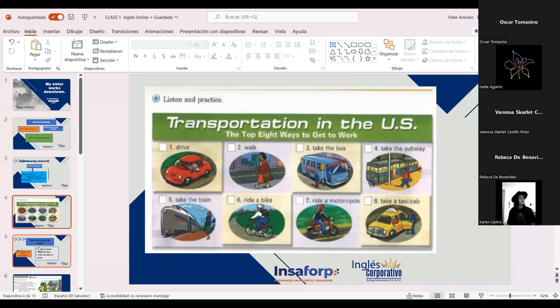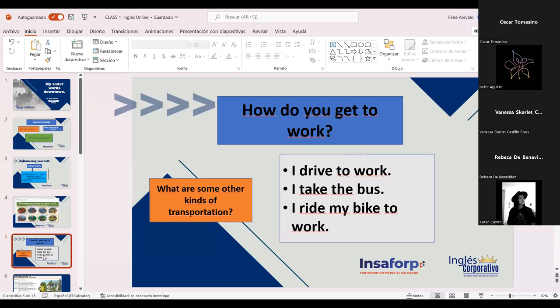Now, let's move on to this one. Espero que ya tengan esto en su cuadernito porque nos vamos a mover a lo siguiente. How do you get to work? ¿Cómo llegan al trabajo?